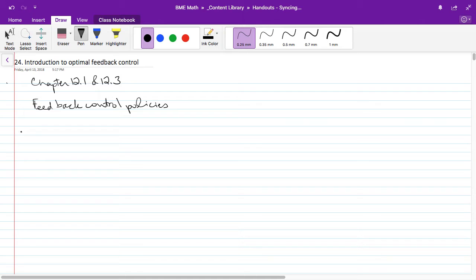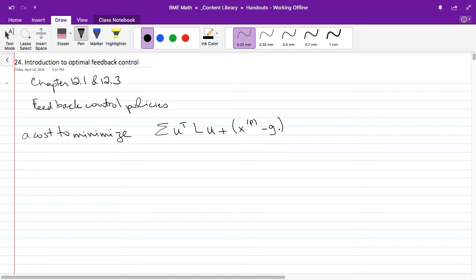All right, so let's go over our basic problem. So first we have a cost to, in this case, minimize. And that cost looks like the following. So there's some motor commands that you're going to give, and those commands are going to cost you something. And you're going to have some cost in terms of where you're trying to go. At some time point P, you want to be at some goal. And so we're going to have a cost like this.